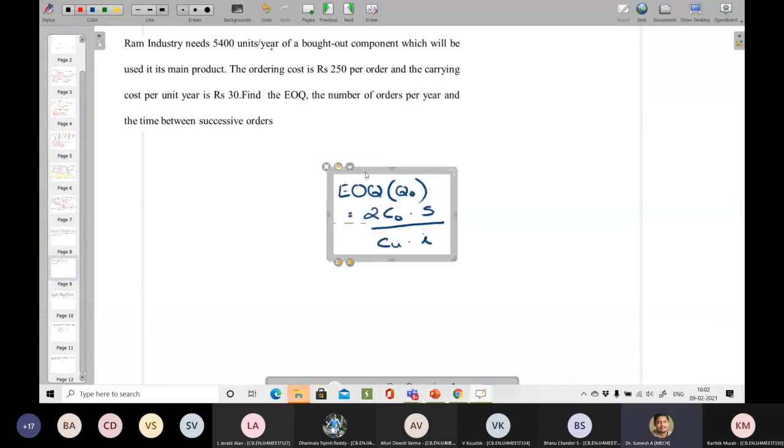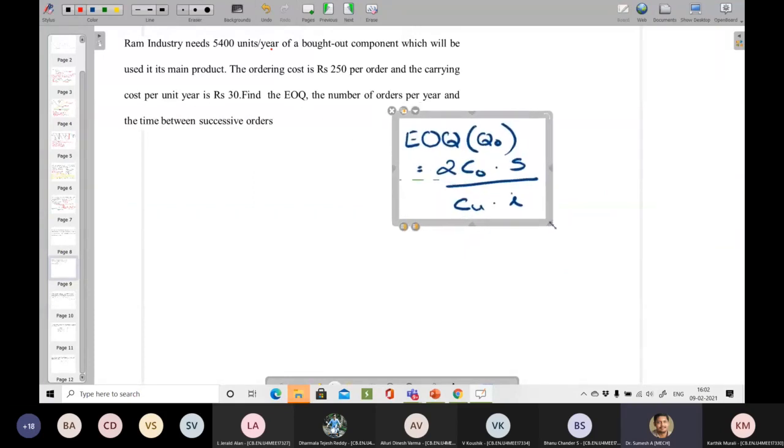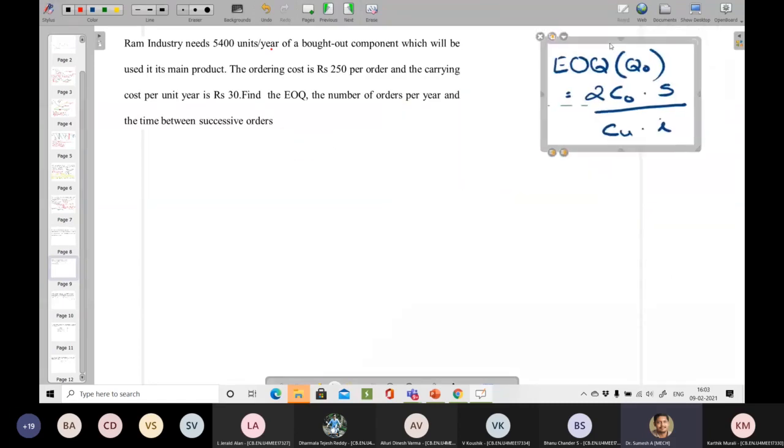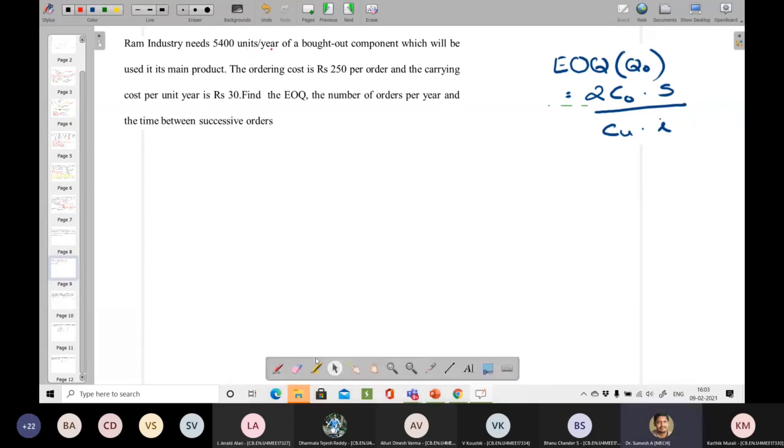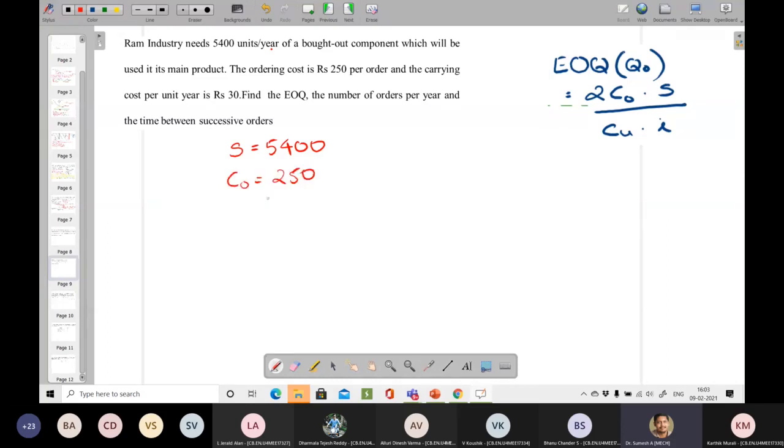So the EOQ equation we have already seen. Now, what all data is given in the problem? S, the demand, is given as 5,400. The ordering cost C naught is 250. You have the carrying cost CU, and I is not given, so you can take it as CU into I. So that is 30.